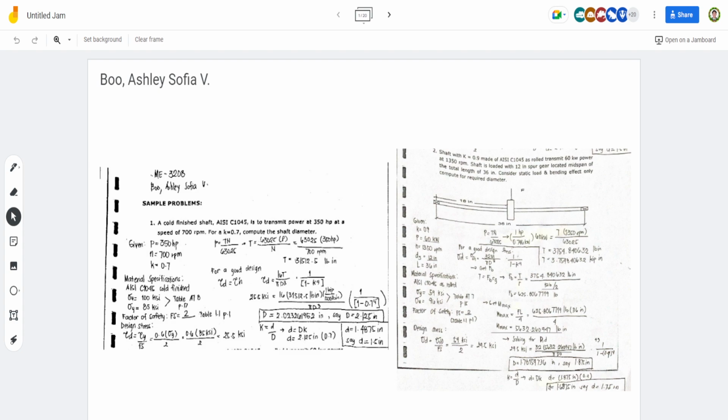Then we will use the diameter ratio K, which is equal to the smaller diameter divided by the bigger diameter. The computed result is 1 and 3/4 inches in standard size.